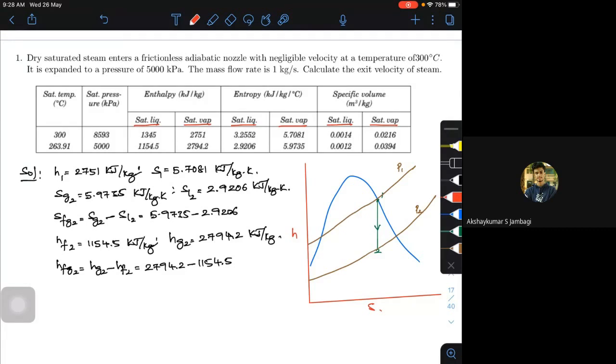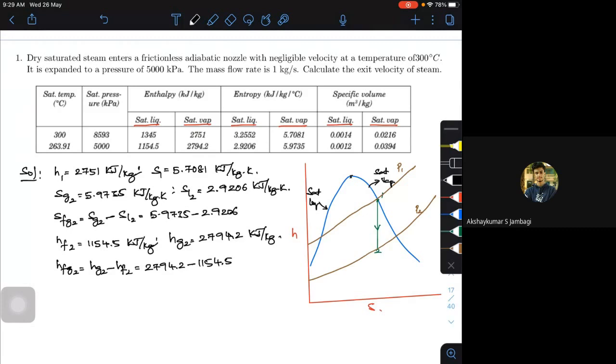If you studied pure substances, this is called the saturated liquid line, and this is the saturated vapor line, and this is your critical point. This you should study. Sir, for saturated vapor we can also consider 2794.2, no? Yes, saturated vapor line, 2794 only. That is for the pressure of 5000 kilopascals. I consider that only.